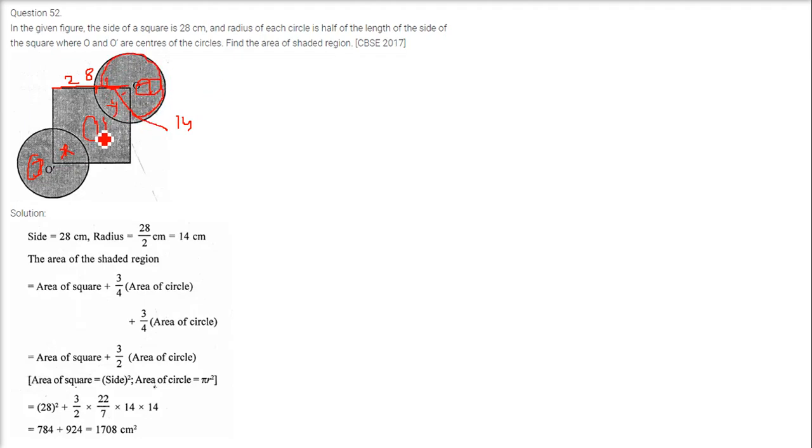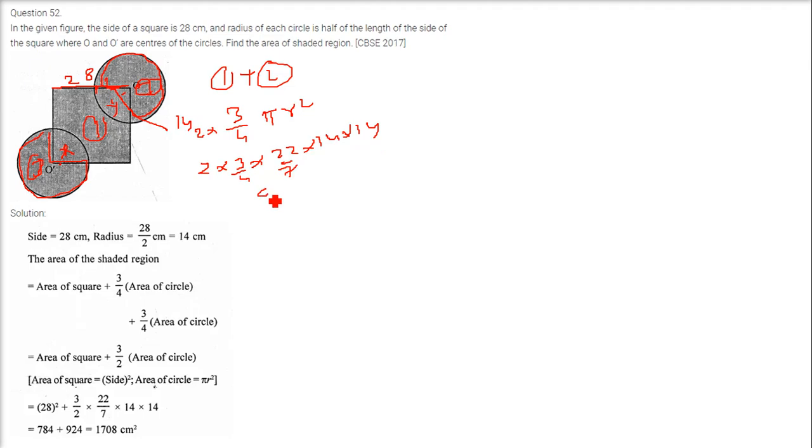Because these are similar, let me take 1 and 2. 1 plus 2 is what? I'll come to the square part later. One is this quarter part, and the same is here. We know that the quarter of the circle area is 3 by 4 pi r square. And since we have 2 of them, we multiply it by 2. So 2 into 3 by 4, pi is 22 by 7, radius is 14 into 14, and this comes to 924.